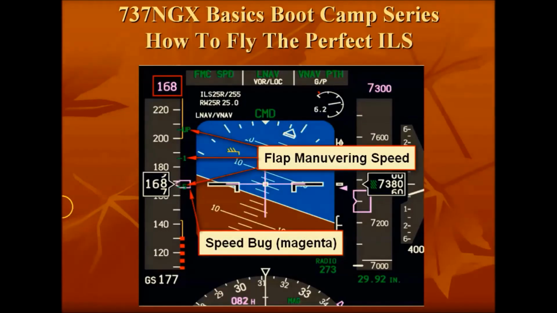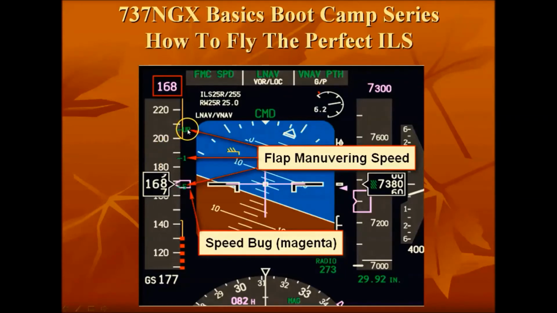So I had a couple of flight simmers ask me about bug speeds. They didn't know what bug speed was when they read in the forum people talking about bug speed. So I thought I would just kind of clarify. These green flap references on the speed tape, those are called flap maneuvering speeds.